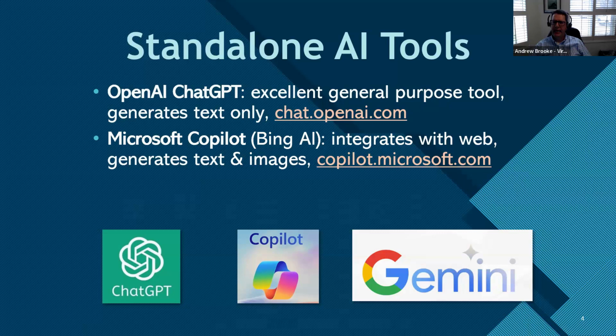This used to be called Bing AI. And the strength of this tool is that it integrates directly with the web. So when you ask it questions, it will pull current articles and sites from the web. You still have to double check them, but it's good in terms of questions where you need really current information. And it also generates images.